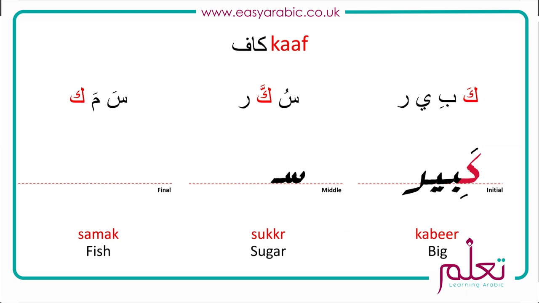Next we have Sukkar, which is sugar. So Sin. Then we have the Kaf. Then we have the Ra. So Sukkar. Then we have Samak, which is fish. So Sin, then the Mim, and then the Kaf. Samak.